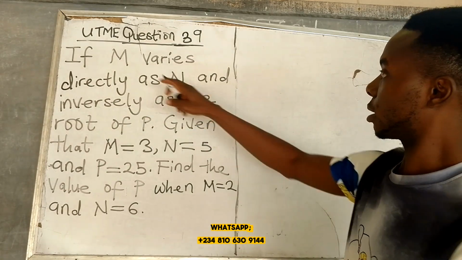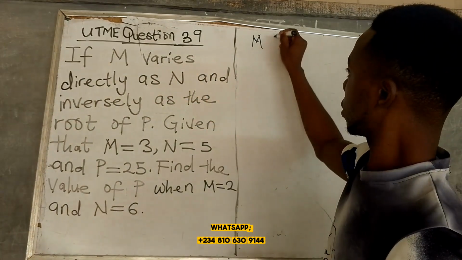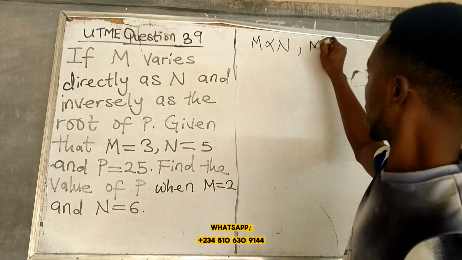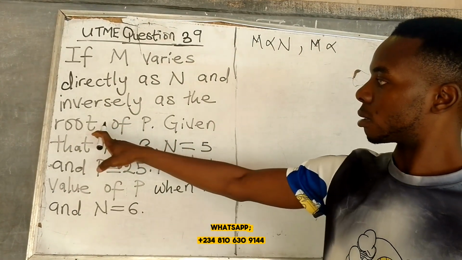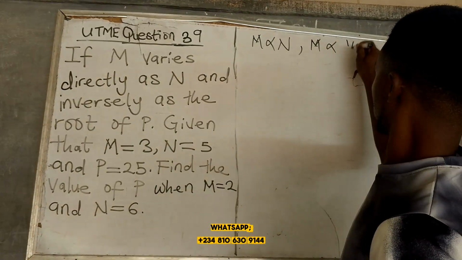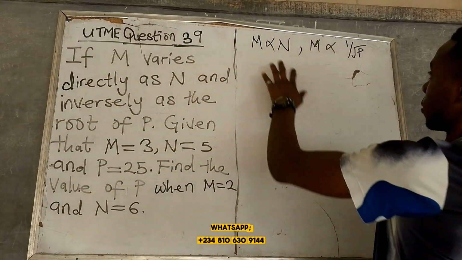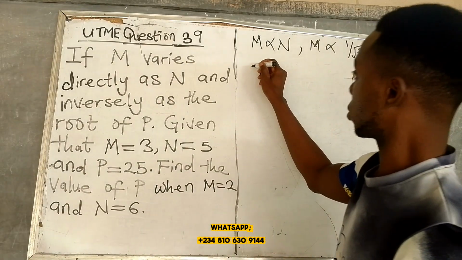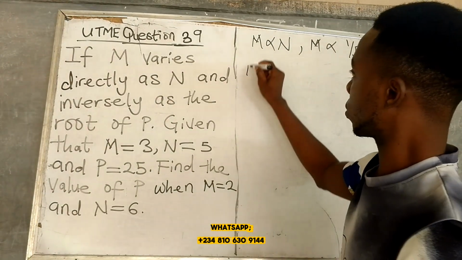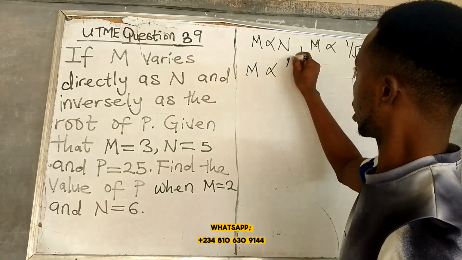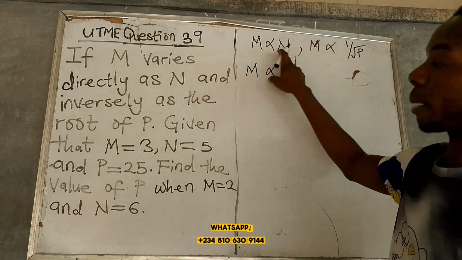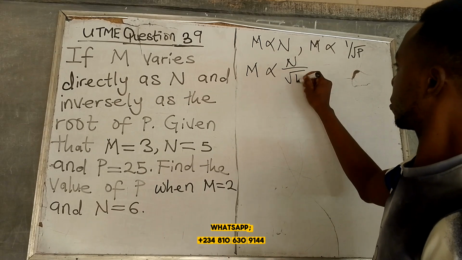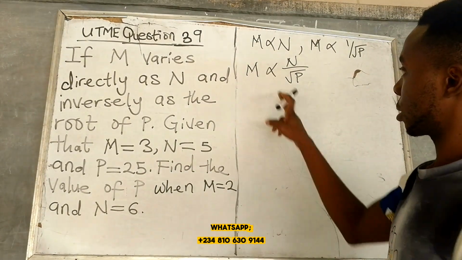This is proportionality. They say m varies directly as what? n. And then that same m varies inversely as what? Root of p. Now we combine this proportionality into one, right? Since this is m and this is m, just write one of the m is proportional to n, that's n times 1, which is n, divided by the root of p, right?